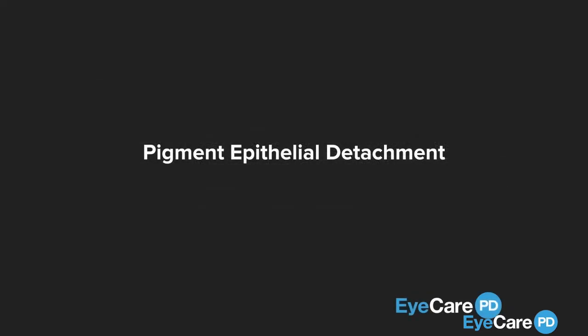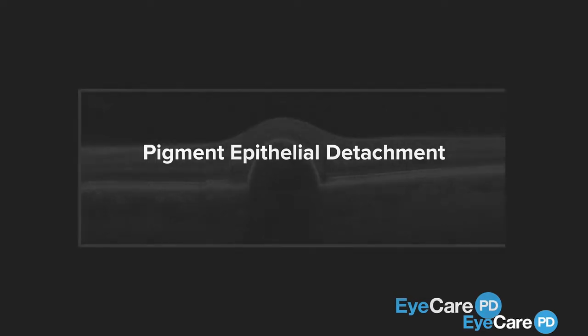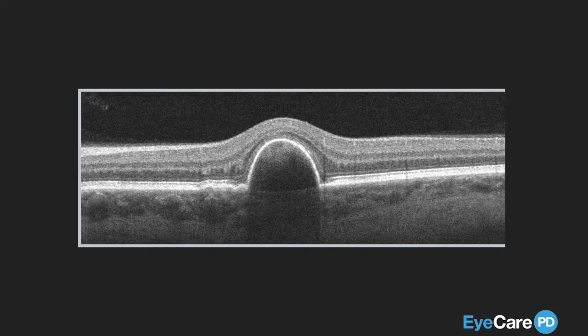Pigment epithelial detachments. Let's take a look. There's one isolated large pigment epithelial detachment that's seen in this image, again simply found by identifying the retinal pigment epithelium and looking for areas of elevation. Those areas of elevation of the RPE are going to be your pigment epithelial detachment.